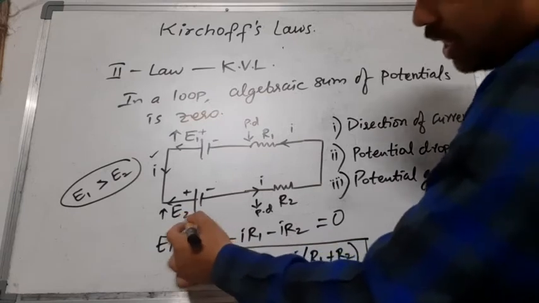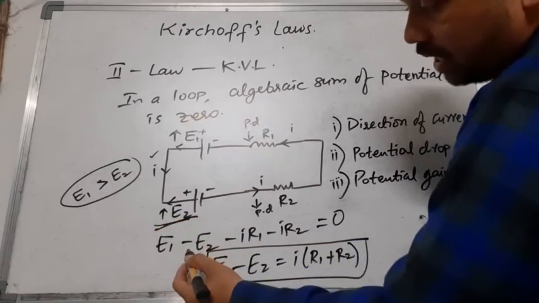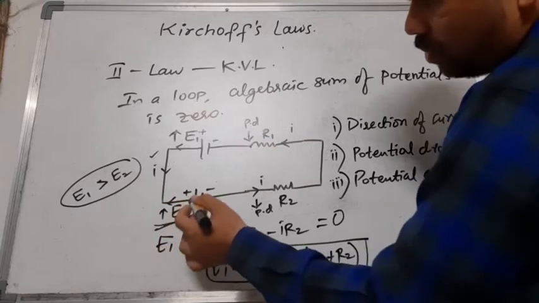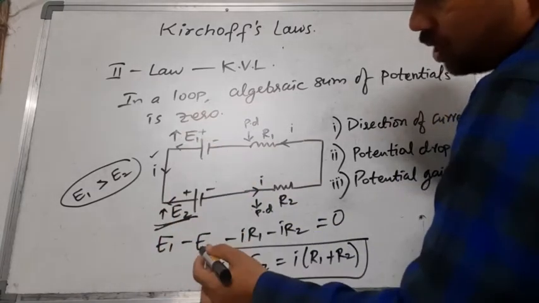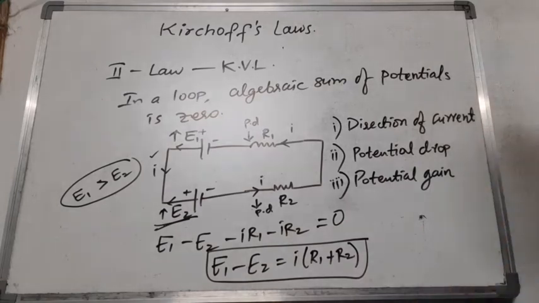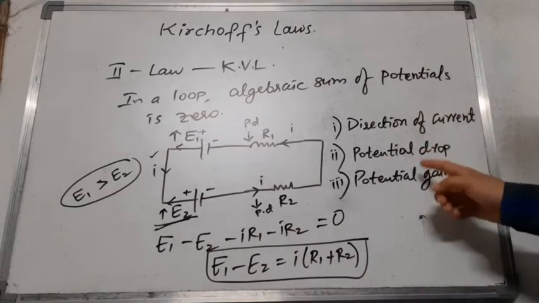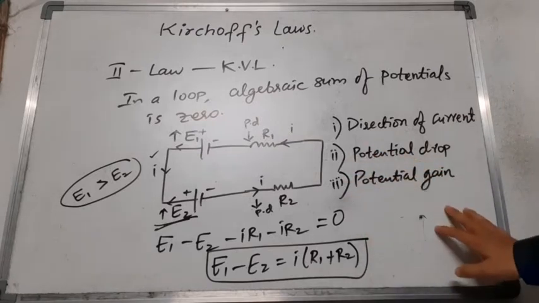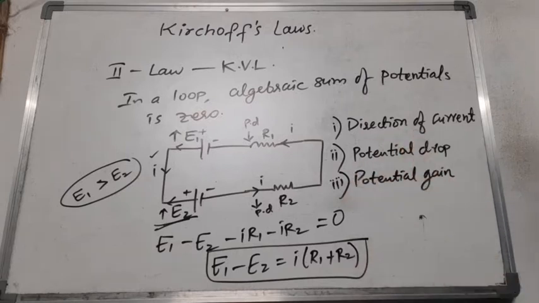This is potential gain only, but why have I still taken minus? Because it is opposite. The current flowing from E2 is opposite to E1. That is the reason. So like that, the current direction, potential drop, and potential gain we have to take into consideration. By this we can easily understand Kirchhoff's voltage law.